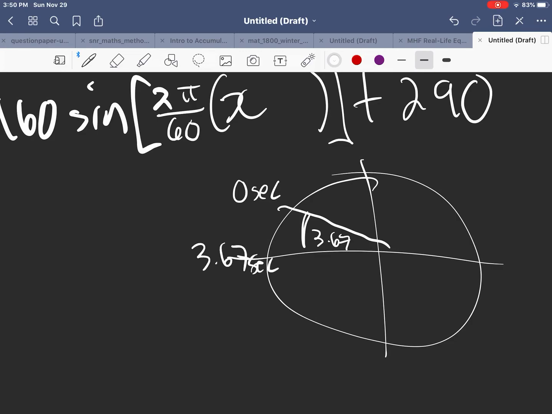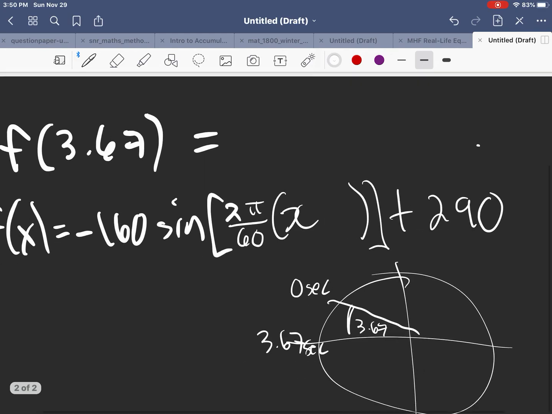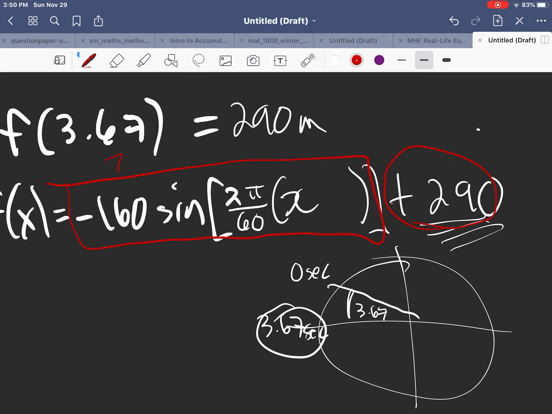So what do I know? What is the value of f at 3.67? What is the height right there? Well, it's on the midline. And what is the midline? 290. So f at 3.67 is 290 meters. Well, if I'm to have that at 290 meters, that means that this whole part here must be worth 0.